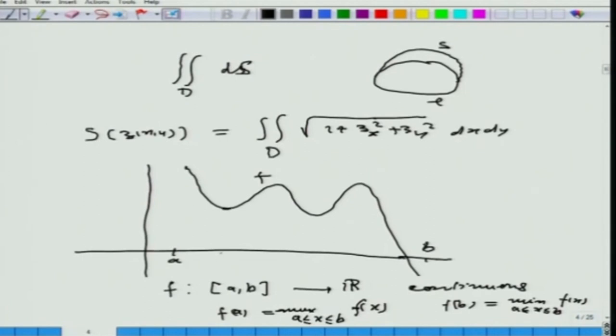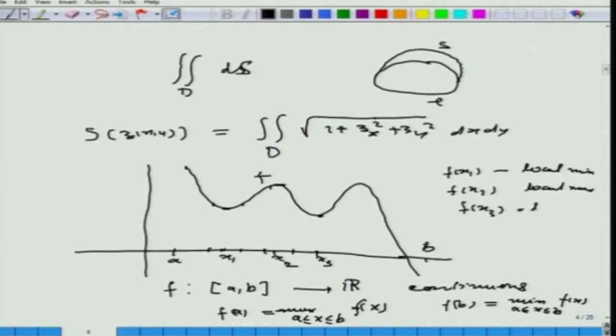Then there are other points, let us say x1, x2 and x3, with f(x1), f(x2) and f(x3). These are the points of local minimum or maximum. For example, f(x1) is a local minimum, because in the neighborhood of this point it has the least value. Similarly, in the neighborhood of x2 it has the maximum value, so this is a local maximum. Similarly, f(x3) is also a local minimum, but we have f(A) as the global maximum and f(B) as the global minimum.